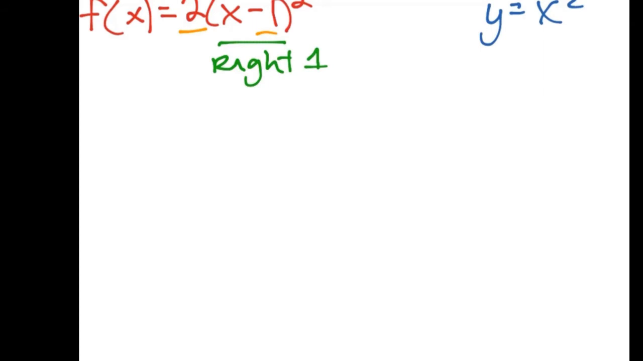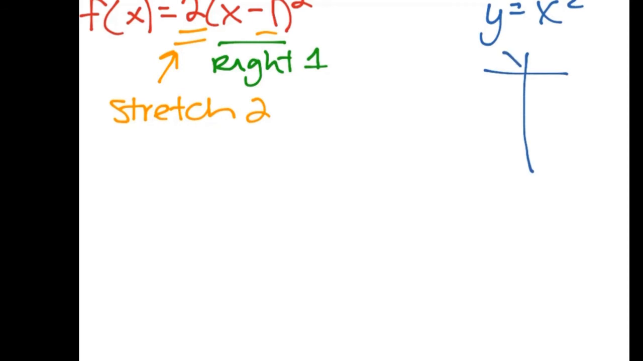The 2 is outside the parentheses, and if you'll recall, everything outside the parentheses affects the y-axis. So, because it says 2 times the parentheses and it's in front, it's actually going to stretch the parent function. So we're going to have a stretch with a factor of 2.